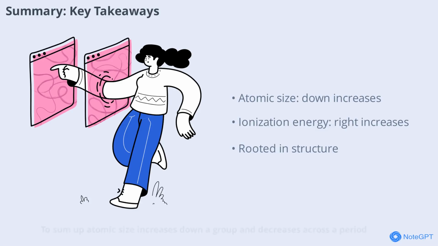To sum up, atomic size increases down a group and decreases across a period, while ionization energy does the opposite. These trends are rooted in atomic structure and electron configuration. Understanding them gives you a powerful framework for predicting chemical behavior.